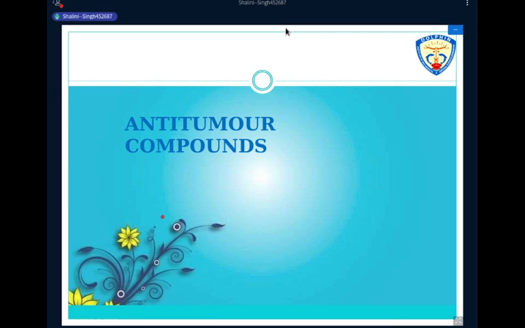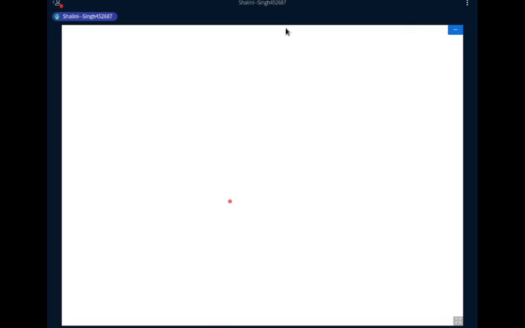Then anti-tumor compounds. We know that tumor is a very, very important topic, or we can say it is a disease for which scientists have been researching to get new medicines, which can protect our cells against the tumor cells. So these anti-tumor compounds are present in some plants.